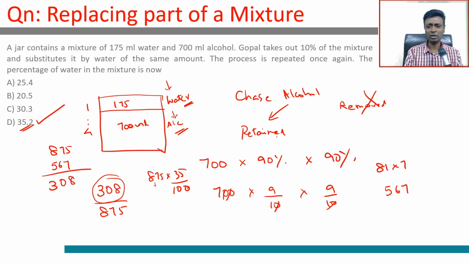So the very simple question. The guys who are experienced will just do 700 into 0.9 into 0.9 divided by 875. 100 minus, this is the answer. Bam, you can do this in 45 seconds. And that's what you need to be thinking about.